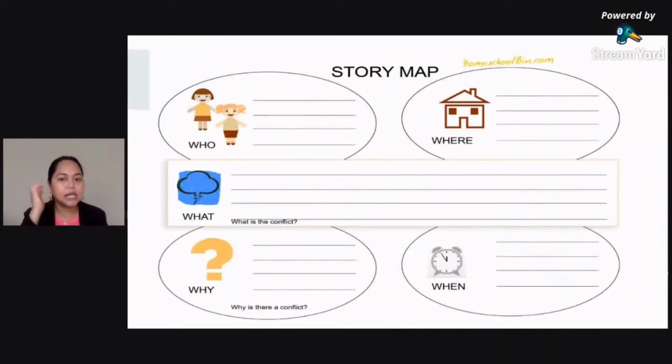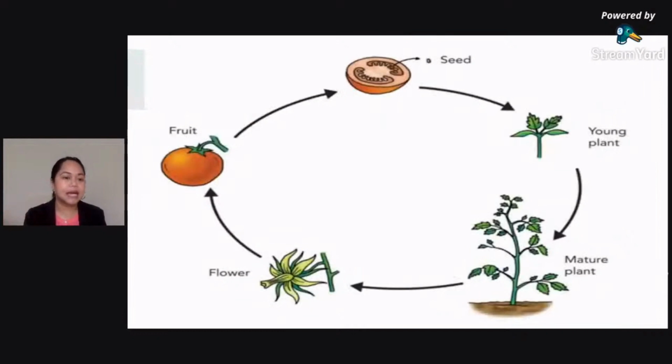Now, this here is a story map. Ito po yung story map. Usually, this is a graphic organizer that is used to answer the questions who, what, where, why, and when about a story. Okay, so sino yung mga characters, ano nangyari, saan yung setting, and so on. That's a story map. Ito naman po yung ating cycle, very common life cycle, okay? So, pagkakasunod-sunod ng mga events, but of course, when you say cycle, it does not stop, okay? It goes on forever, okay?